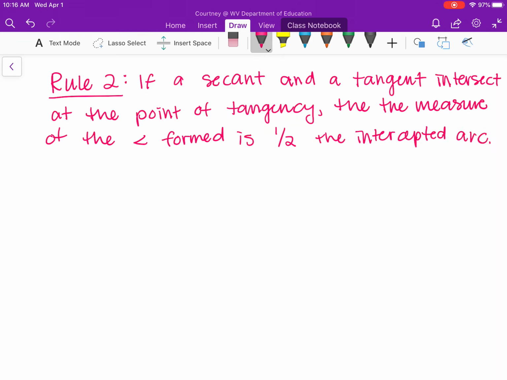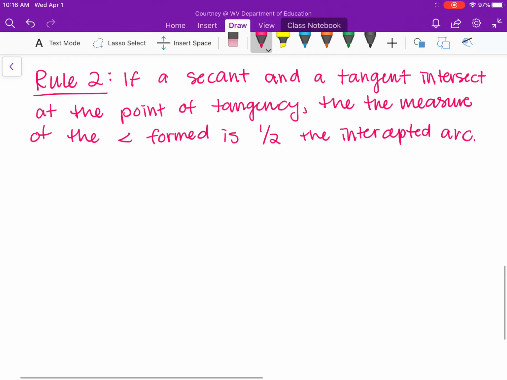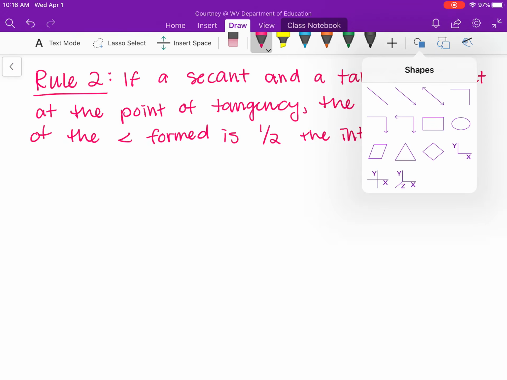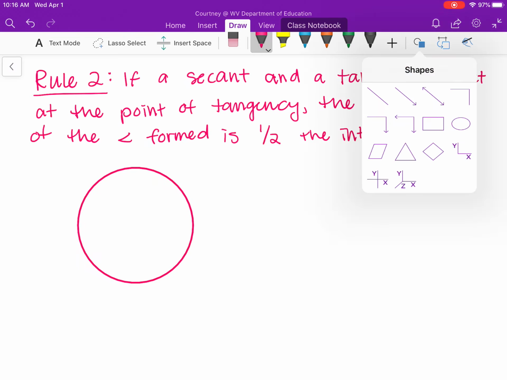You guys are going to say, we've already done this before. Let me read this back to you. If a secant, which means intersects at 2 points, and a tangent, which intersects at 1 point, intersect at the point of tangency, then the measure of the angle formed is half the intercepted arc. It sounds more complicated than it actually is. It's not that bad at all, promise.